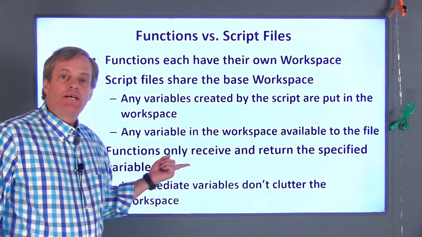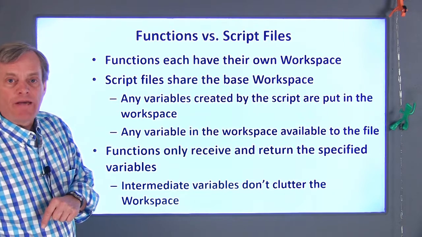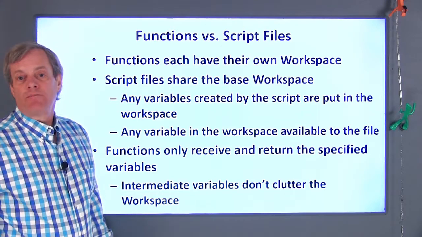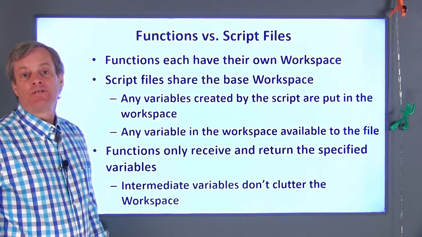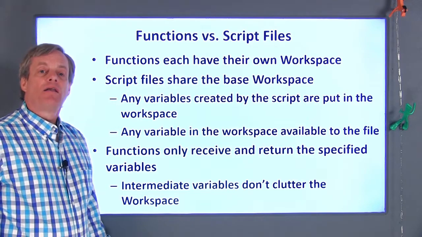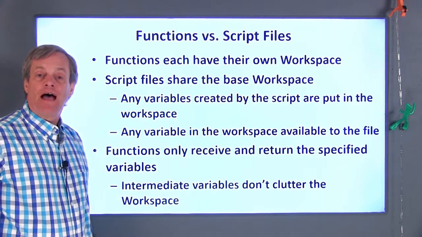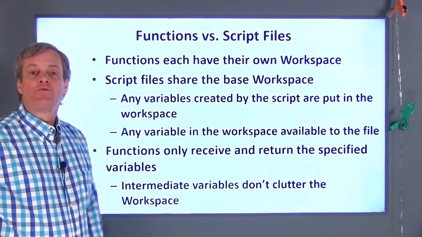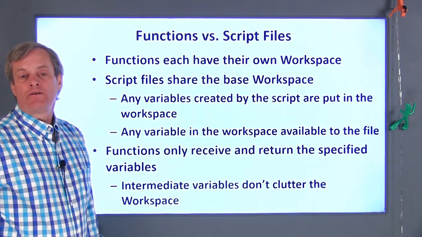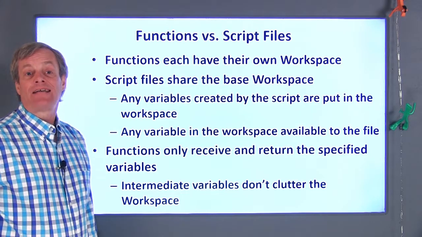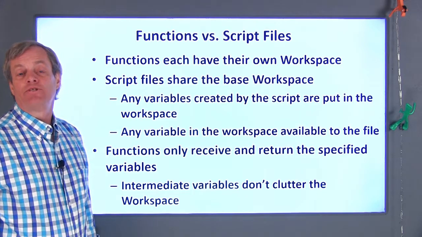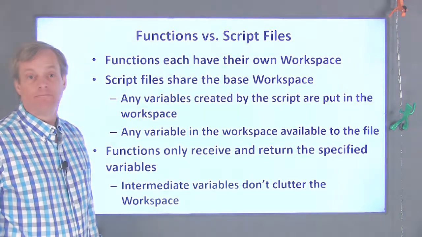Since the function doesn't have access to the base workspace, you have to provide it with the numbers it needs by listing the numbers as input arguments. Likewise, the only information you get back from the function are the variables in the output argument list. The great part about this is that no other variables created by the function will accidentally overwrite any variables that are already in your workspace.